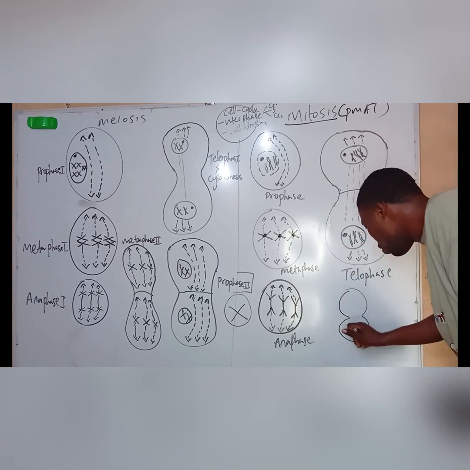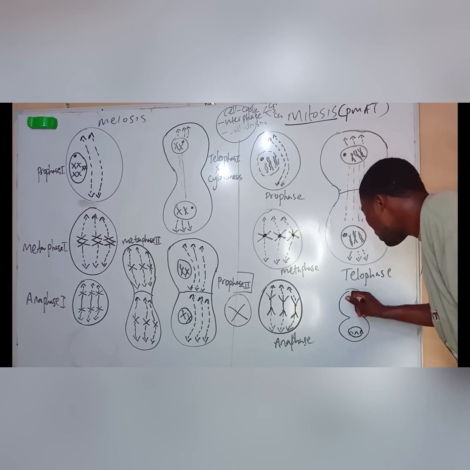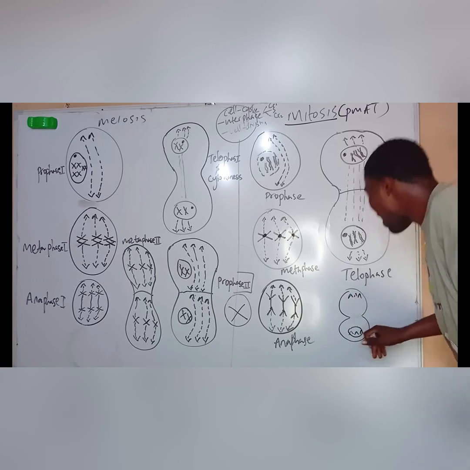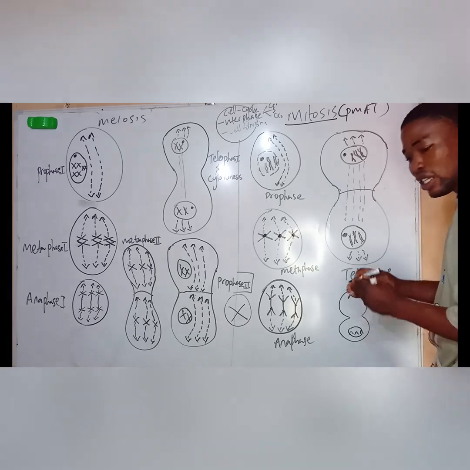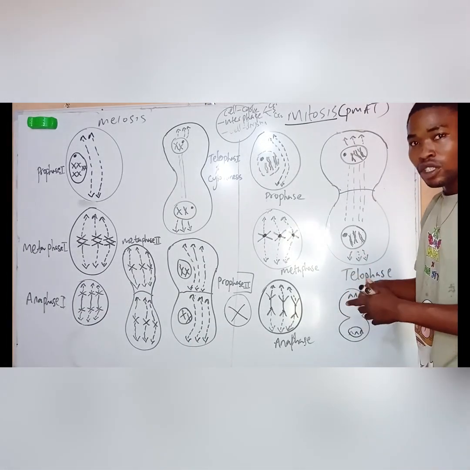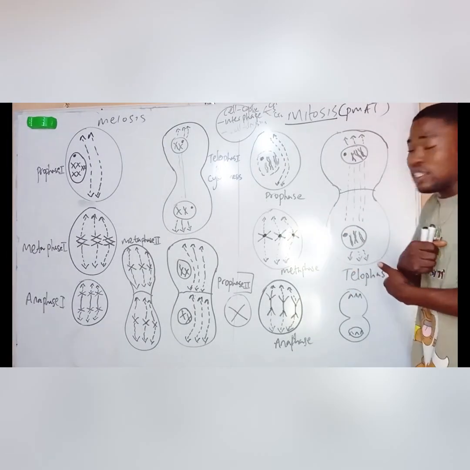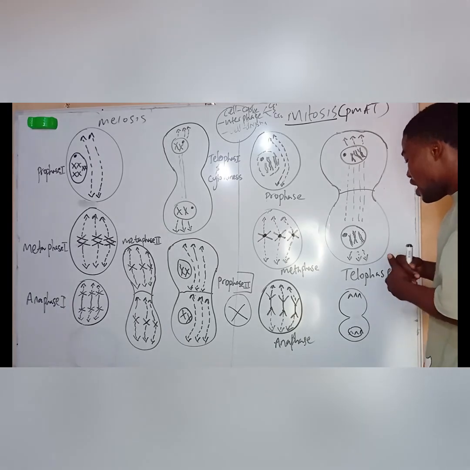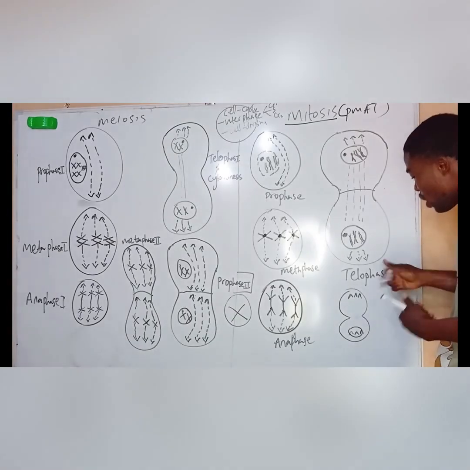Okay, the chromatids arrive at the pole. When they arrive at the pole, they begin to condense. Don't forget, they condense in prophase. They begin to uncondense, or uncoil, still in early telophase.